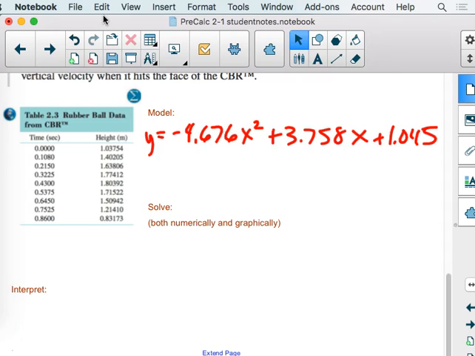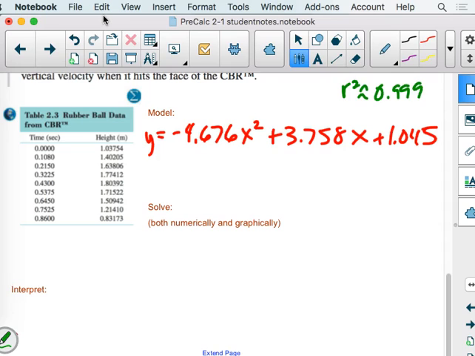So negative 4.676 x squared plus 3.758 x plus 1.045. I'm just going to make a little note up here. We had a really great r squared value of 0.999. Well, now that's definitely not the answer to the question that they asked us. What they said was, use these models to predict the maximum height of the ball and its vertical velocity when it hits the face of the CDR.